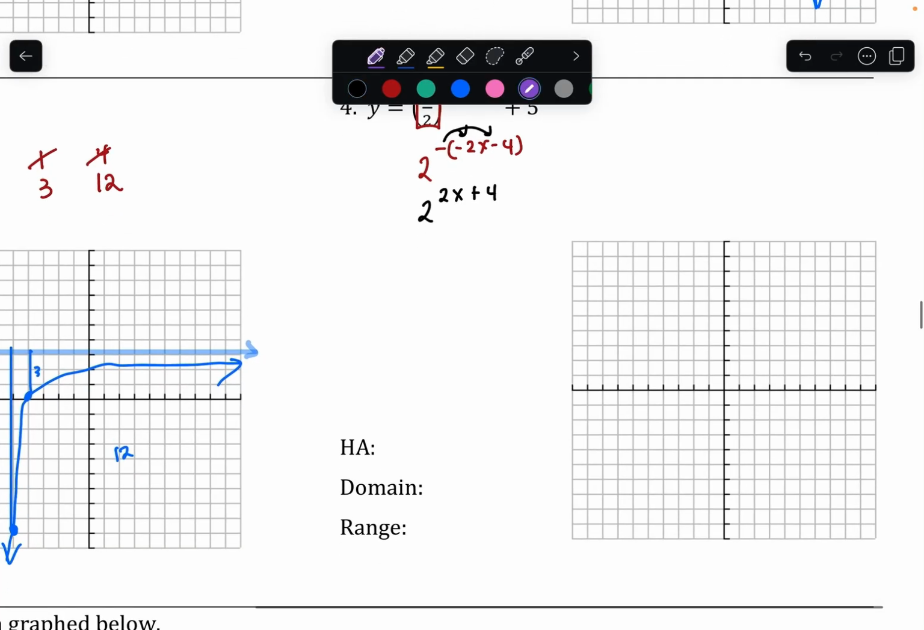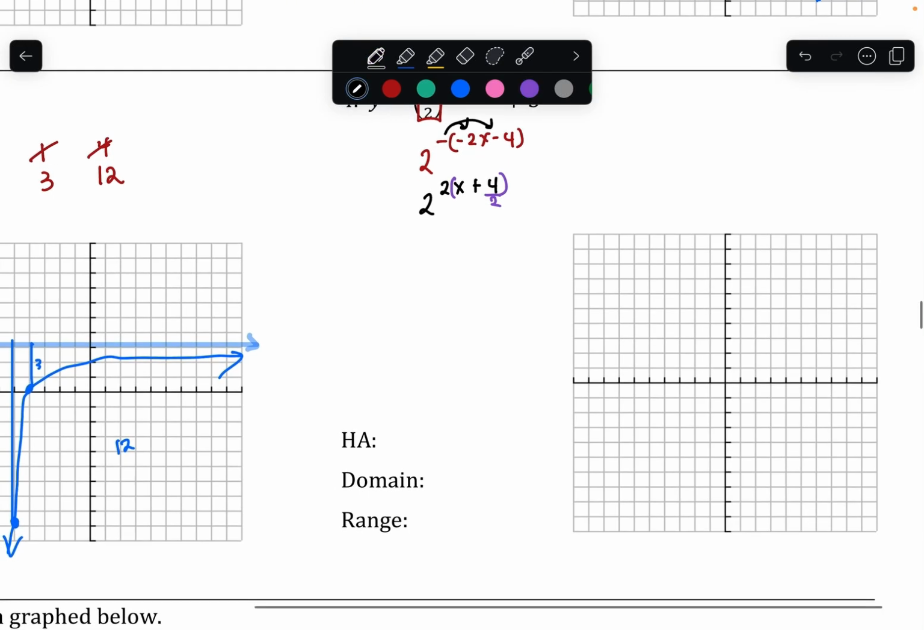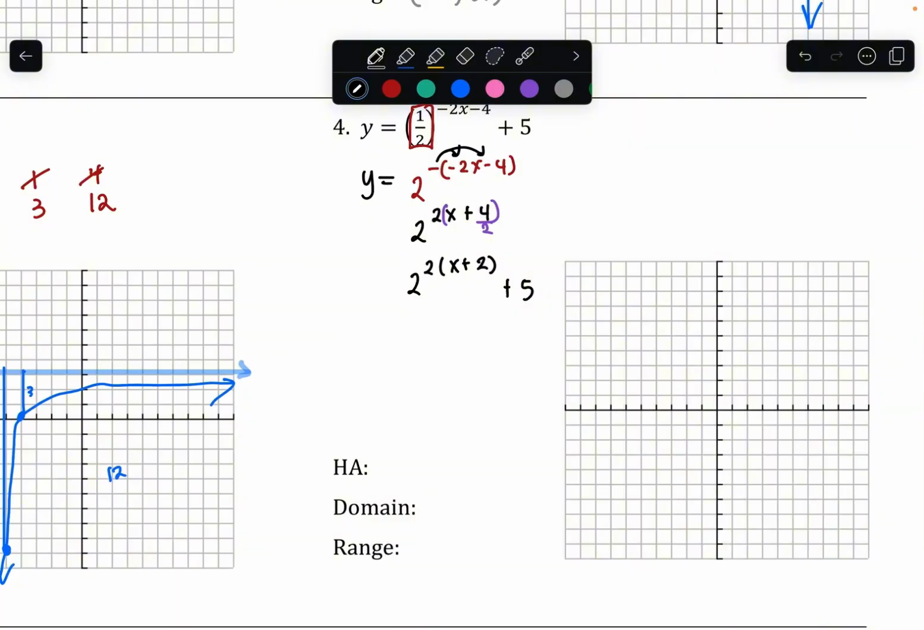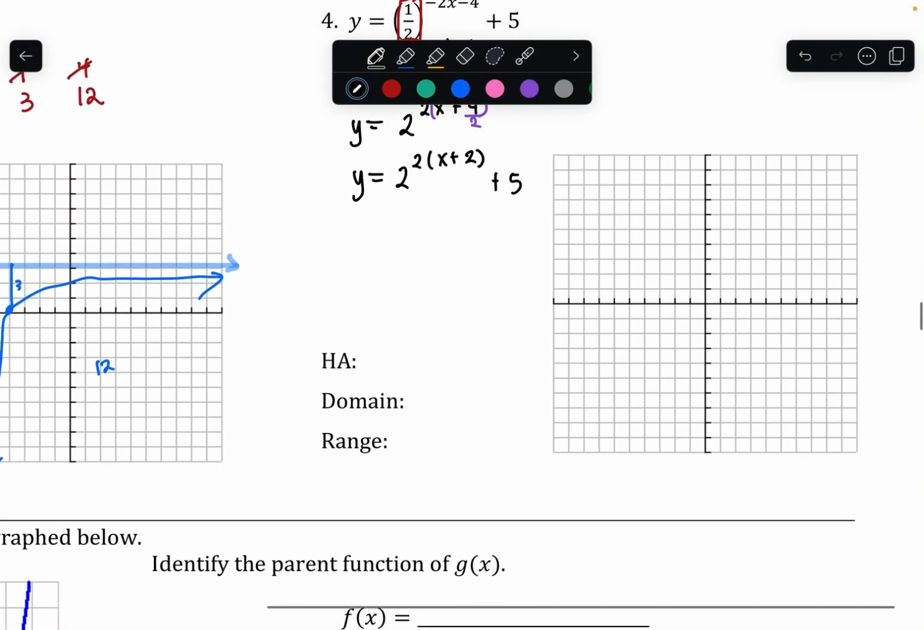And then just an added thing, anytime you have a b value, you actually need to factor that b value out. And so you would add those parentheses and then divide by that b value. And so the correct way to write this is 2 to the 2, and then x plus 2. Lots of 2's. And then we have a big plus 5 outside. Okay, so all this is an equivalent way to rewrite that original function.